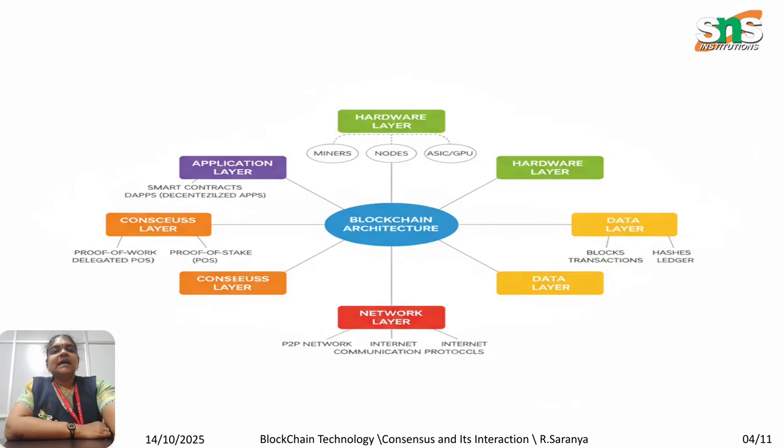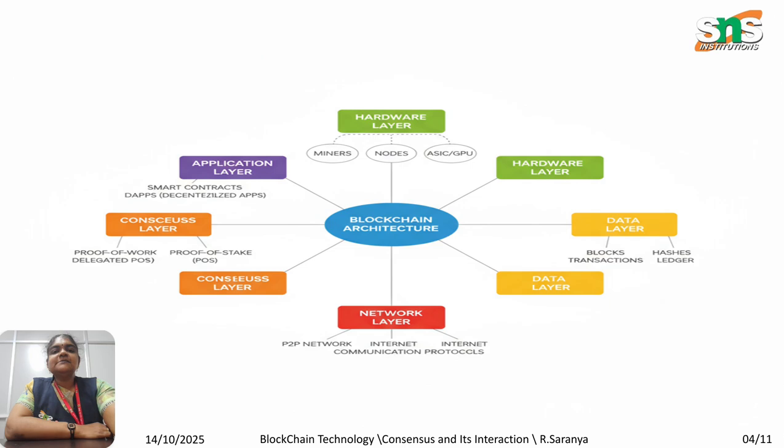So this is the simple architectural view of the blockchain combined with the system layers. We have the consensus layer, hardware layer, data layer, network layer and application layer. In the hardware layer, we have our miners, nodes, ASICs and CPUs, which work in order to get bitcoins for their transactions.